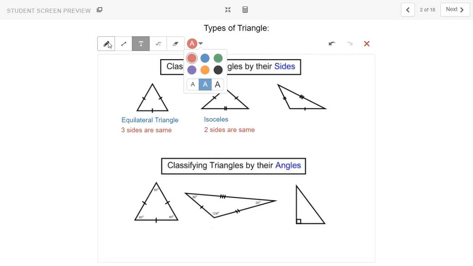Incidentally, if I am talking about an isosceles triangle, we're also going to have two angles that are the same as well. The third type of triangle that we have, talking about sides, is where we have no similar sides. And we would call this a scalene triangle.